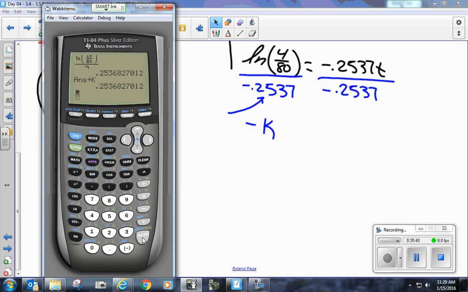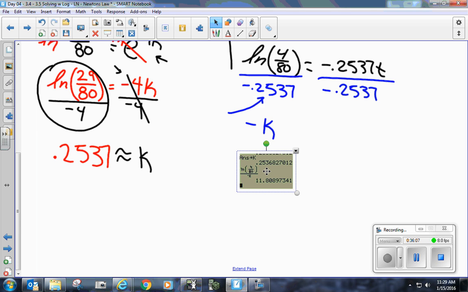Bam! We have the natural log of 4/80, right? You could say 1/20, that's fine. Divided by negative k. Make sure your k is negative. Remember, it's negative k. Okay, divided by negative, and I'm going to put my k right there. 11.80. Almost approximately 12 minutes, right? There you go. And we use our regular k, so t is approximately 12 minutes.